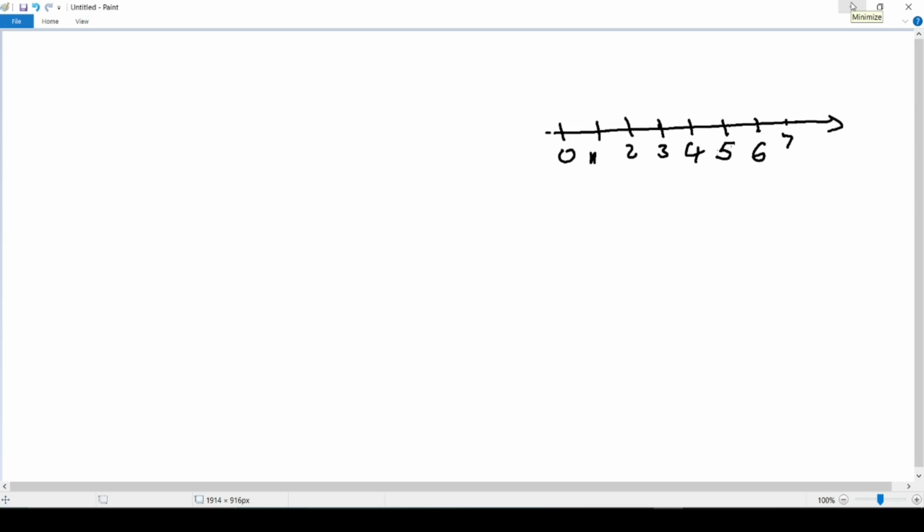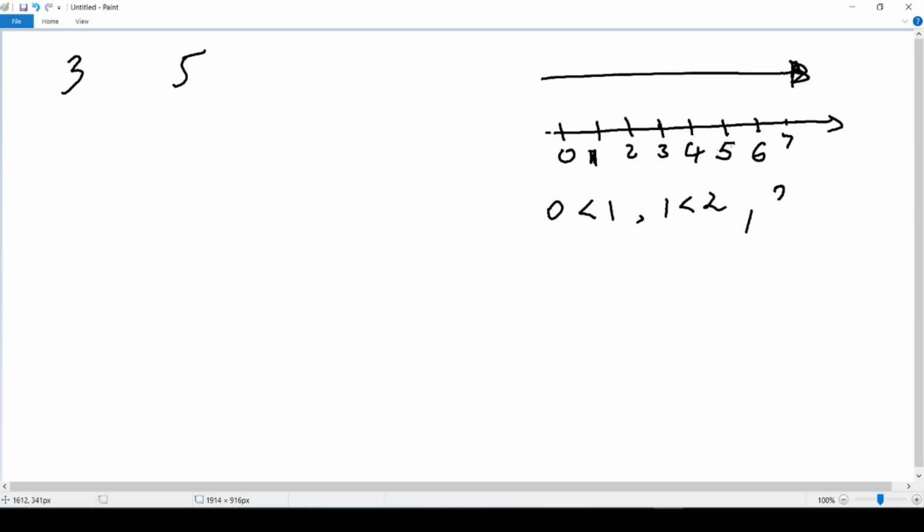Now, how do we compare positive numbers? Let's say 3 and 5. Let's use our number line. As we move to the right, numbers increase. So 0 is less than 1, 1 is less than 2, 2 is less than 3, and so on. Otherwise, we can say 3 is greater than 2, 2 is greater than 1, 1 is greater than 0.